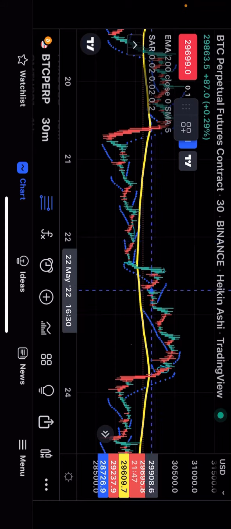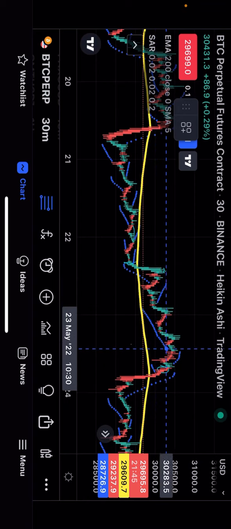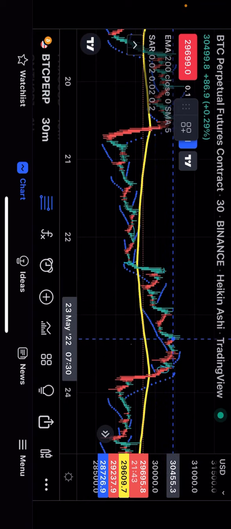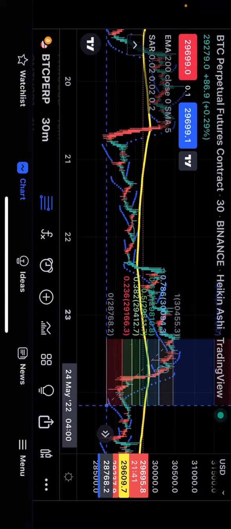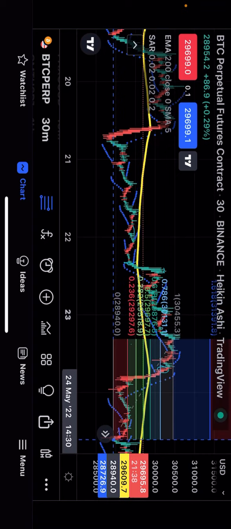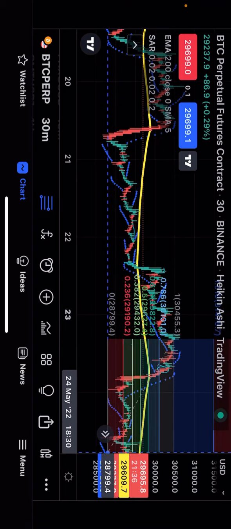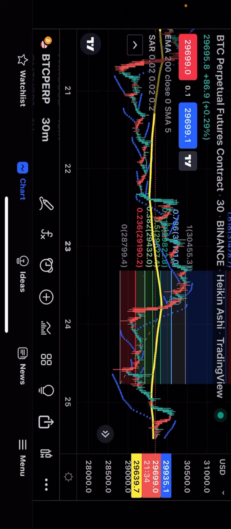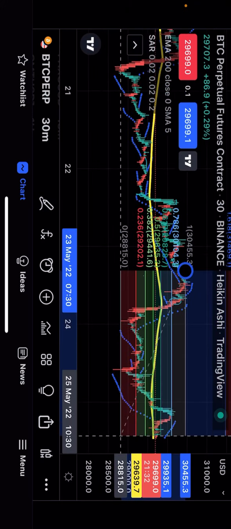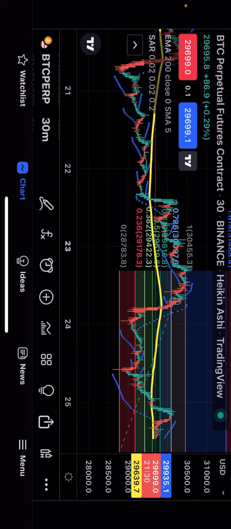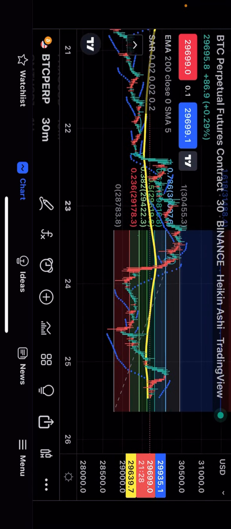See, you are looking for short entries. Plot from here down to here, then you extend. You extend. Okay, wonderful.